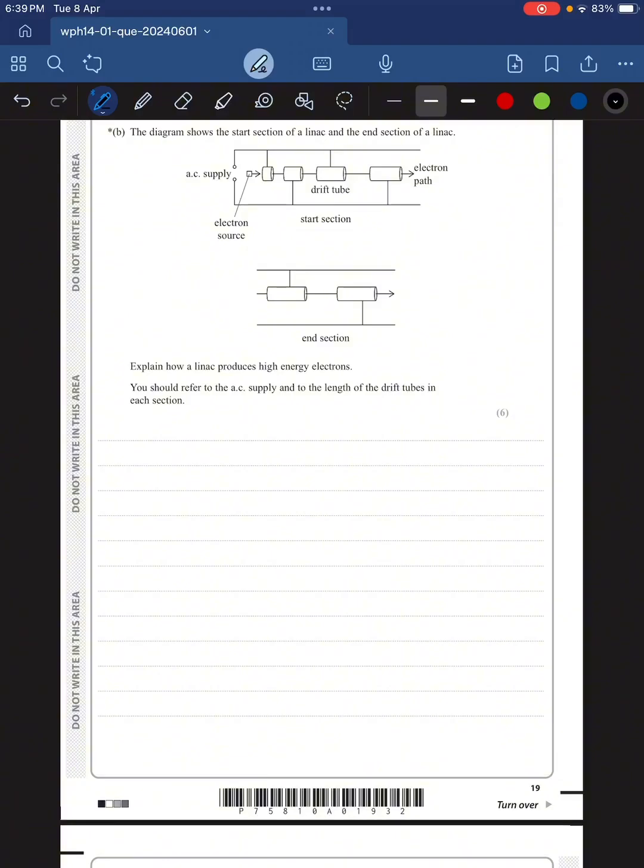Explain how a linac produces high-energy electrons. You should refer to the AC supply and to the length of the drift tubes in each section. So my attempt at the solution is the following. An AC voltage with constant frequency is applied between the tubes.